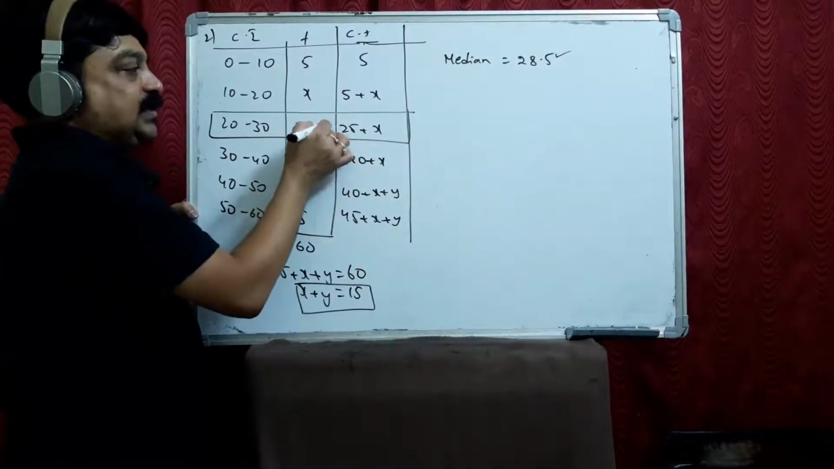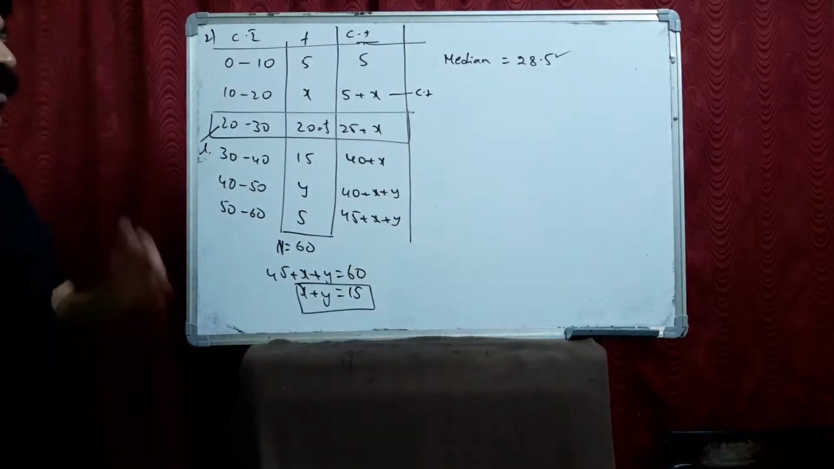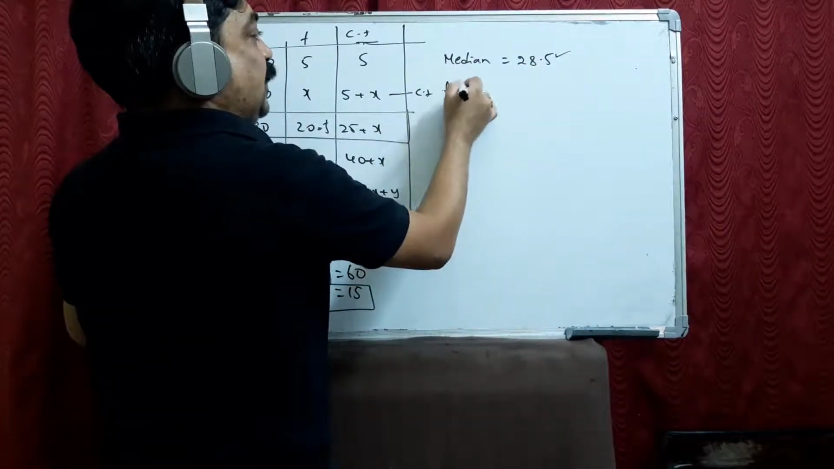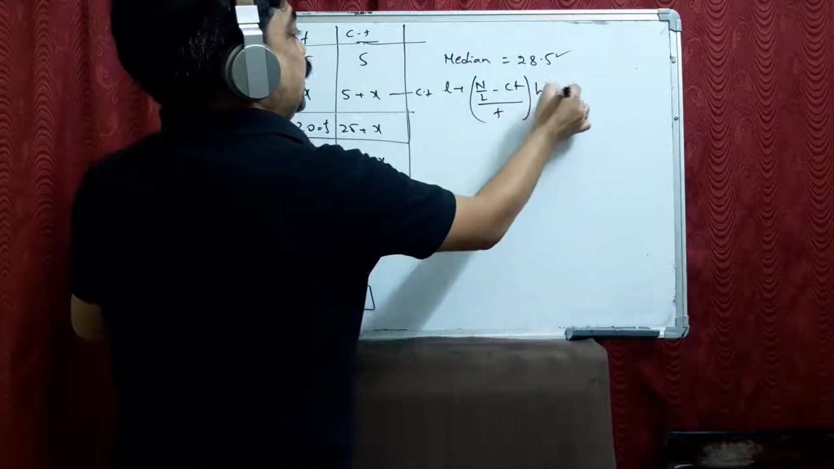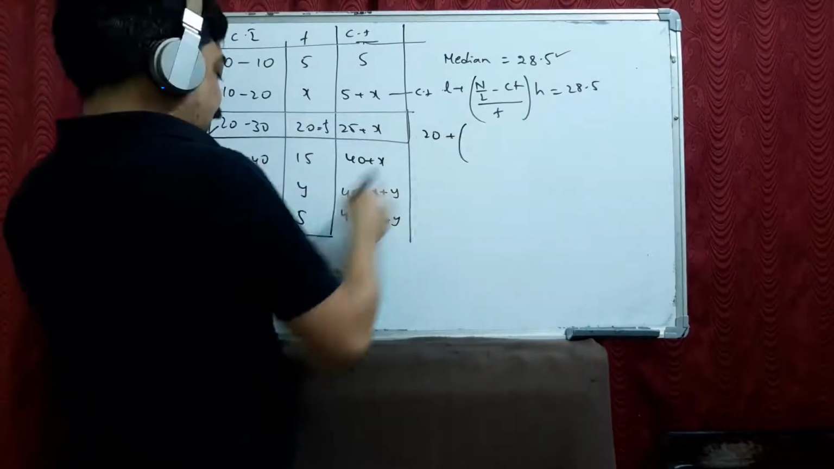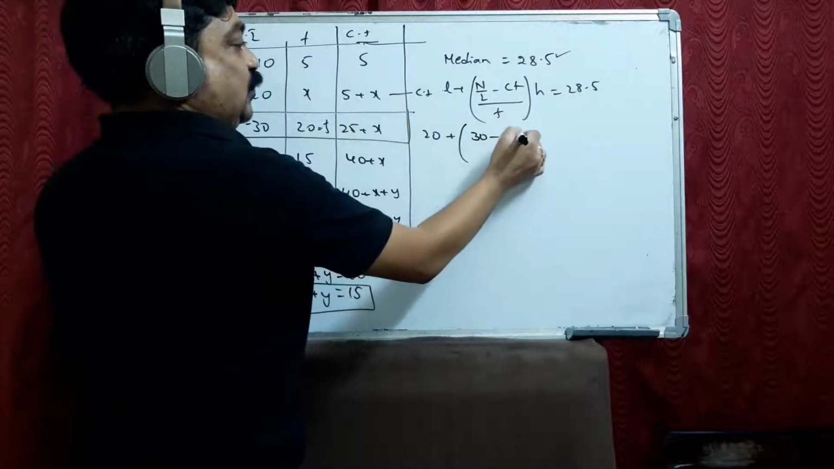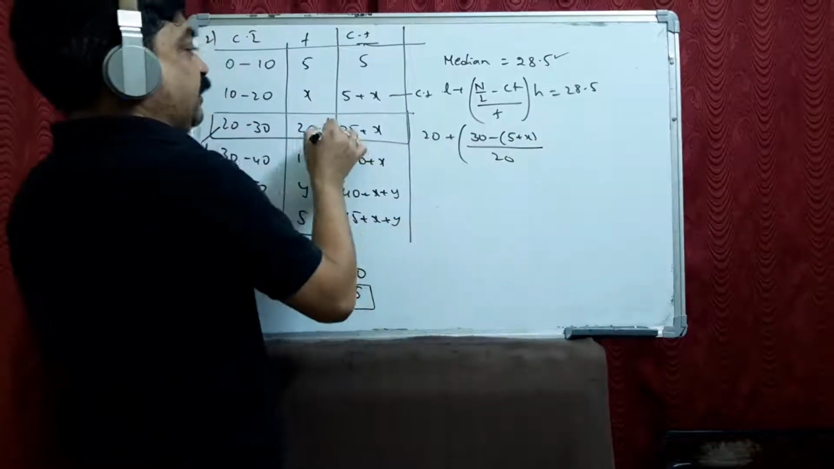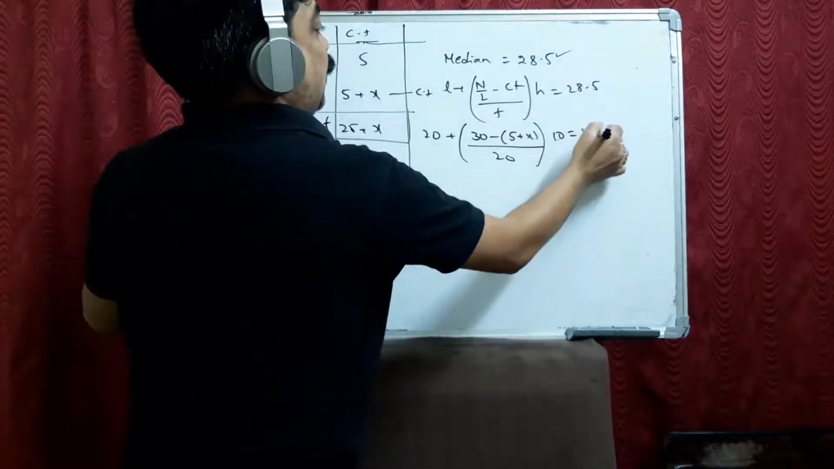If this is the median class, this is F, this is L, and this will be CF. Okay, now let us substitute all. Median is L plus n by 2 minus CF by F into H, which is 28.5. L is 20 plus n by 2. N by 2 means 30, minus CF. CF is 5 plus x, put it in a bracket, by F. F is 20, into H. H is 10, equal to 28.5.